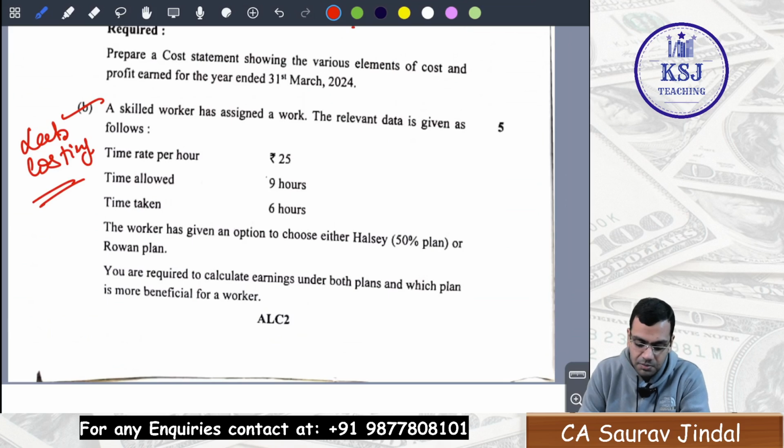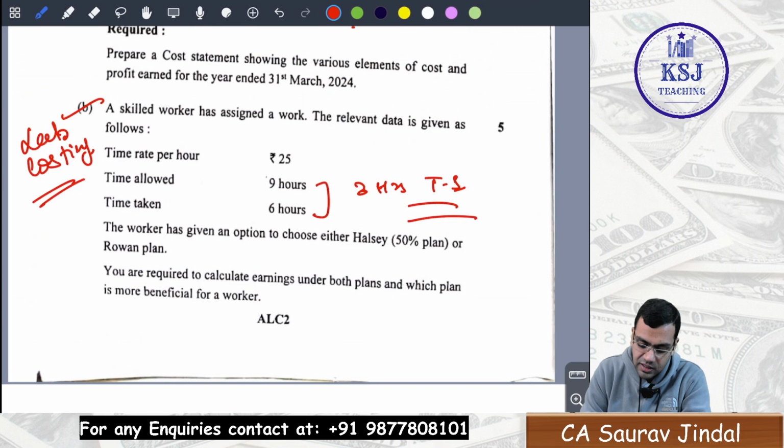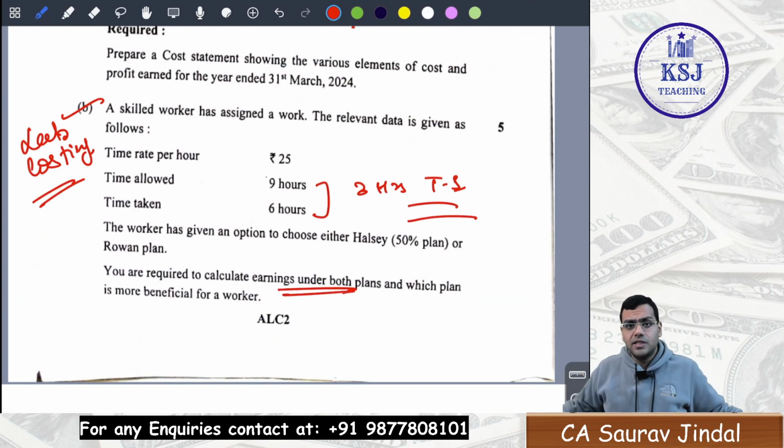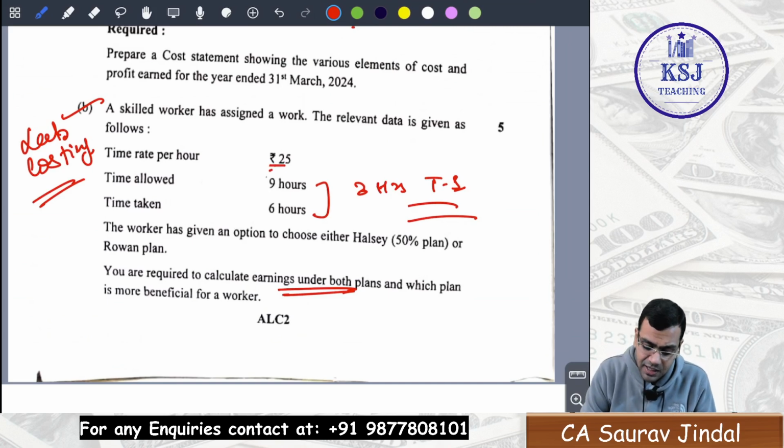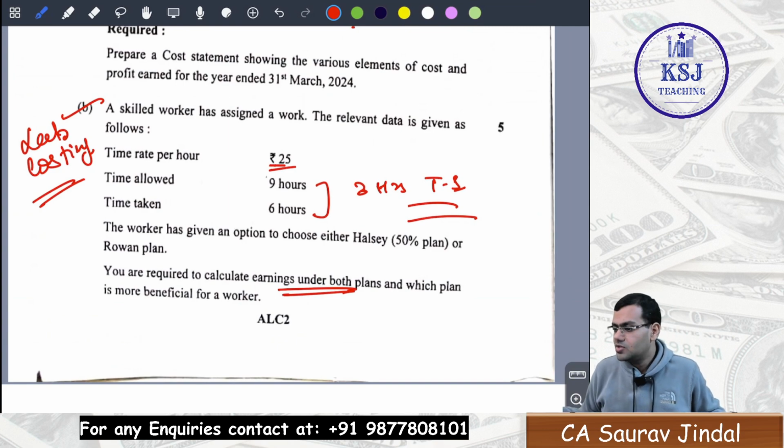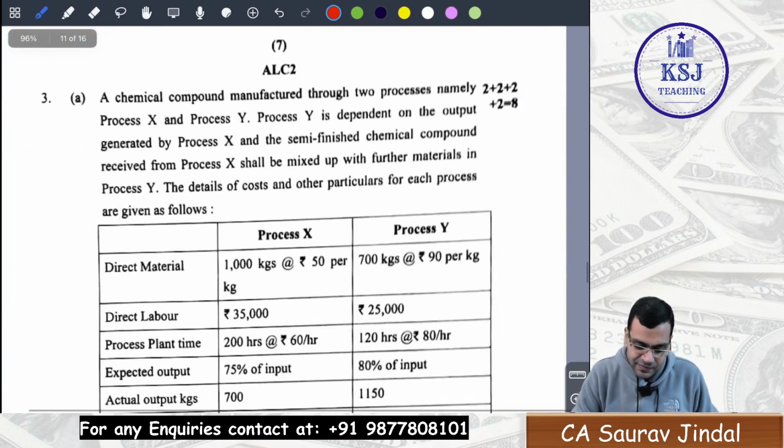Halsey plan, Rowan plan, time allowed, time taken is given. 3 hours is time saved. Calculate the total earnings under both the plans. Sir, what can be a simpler thing than this? Time rate per hour is given to you. Sir, institute is in some really easy-going mood, isn't it?